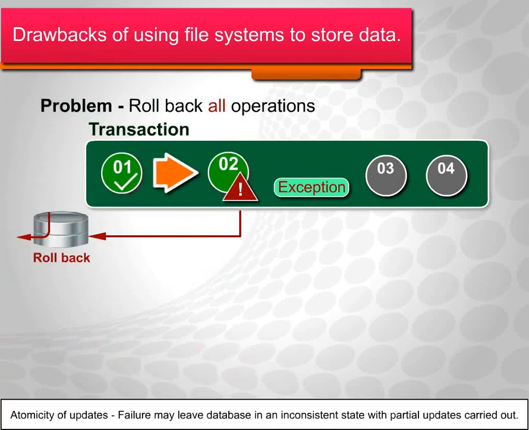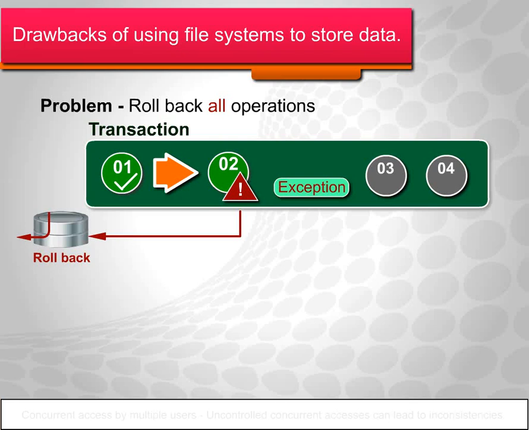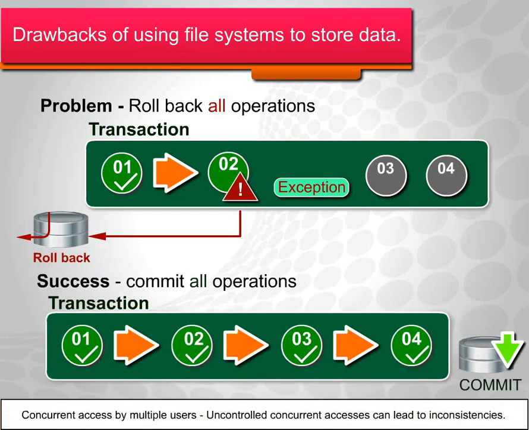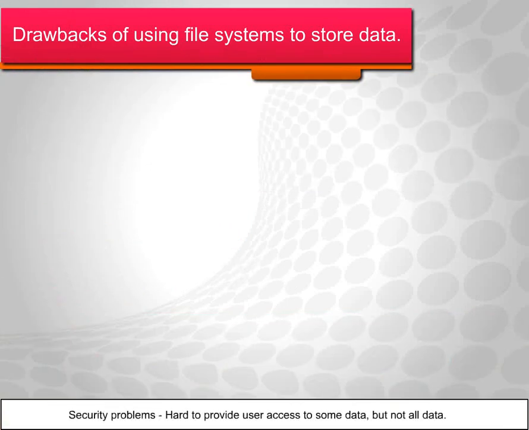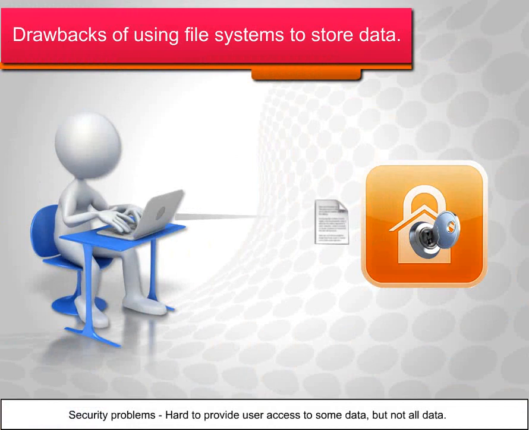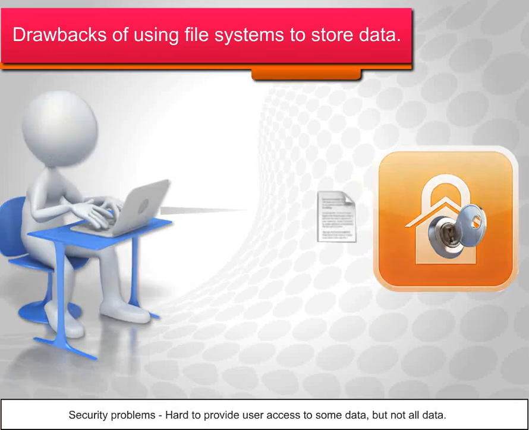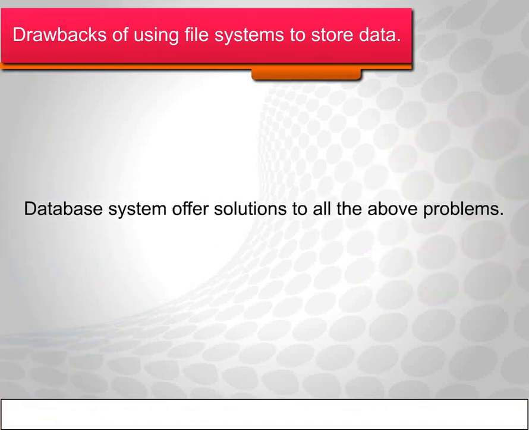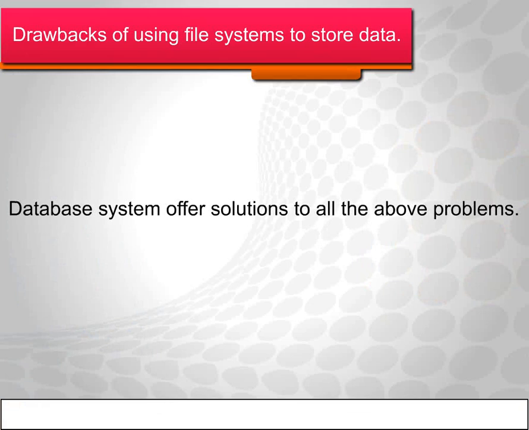Atomicity of updates. Failure may leave database in an inconsistent state with partial updates carried out. Concurrent access by multiple users. Uncontrolled concurrent accesses can lead to inconsistencies. Security problems. Hard to provide user access to some data, but not all the data. Database system offers solutions to all the above problems.